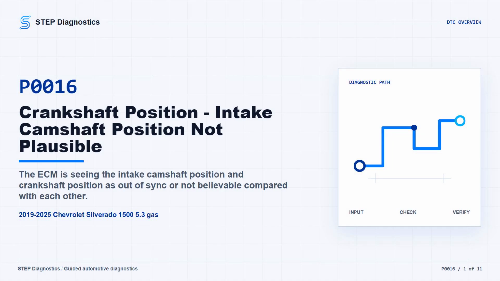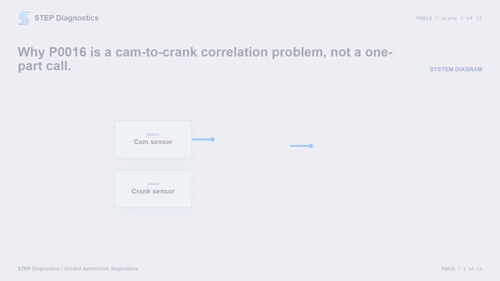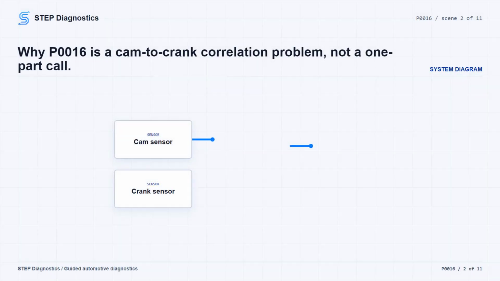On this 2019 to 2025 Chevrolet Silverado 1500 with the V8 5.3L gas engine, P0016 means the ECM sees the crankshaft position and intake camshaft position as not plausible to each other. In plain language, the computer may be seeing the cam and crank signals out of sync. The truck may crank longer, run rough, feel down on power, or turn the check engine light on.